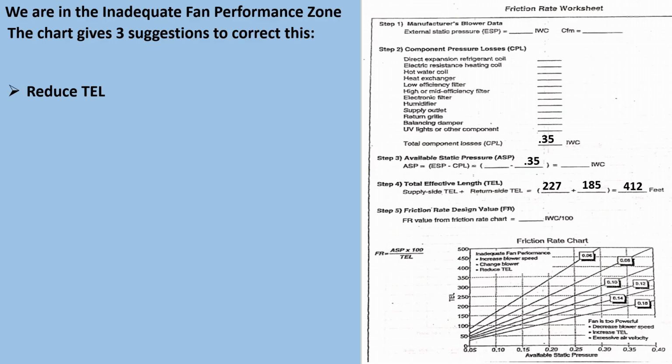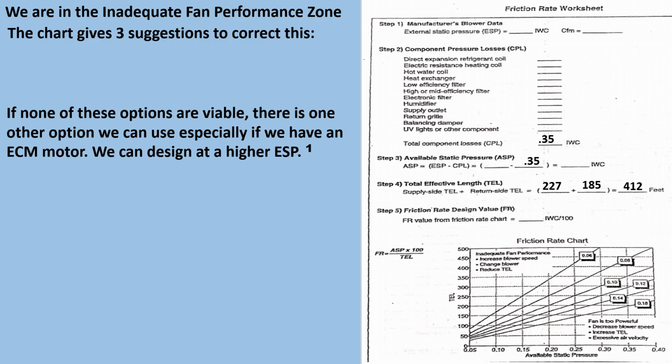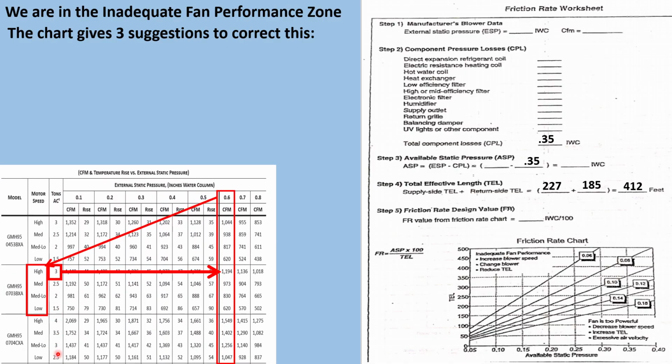So if we're already on high, and we are, and we can't change the blower, try to reduce the total effective length of the fittings. But there is one other thing we can do if none of those options are viable, and that is we can design at a higher static. And we can do that, especially if we have an ECM motor, but we can also do it with a permanent split capacitor motor if we can get the correct amount of airflow.